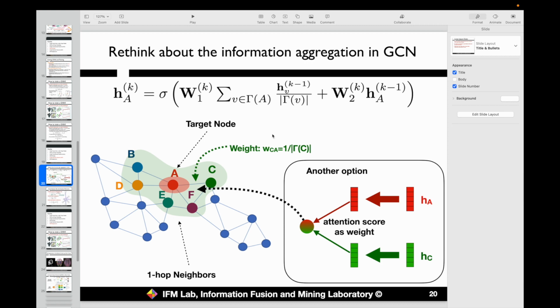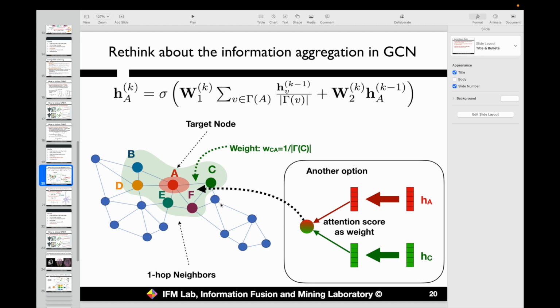For example, if we learn the representation for node A as a target node, we have to integrate all the information from the surrounding neighbors B, C, D, E, F together to define its new representation. Now here, if we try to integrate the information from node C to A, we will assign its embedding vector from H_C to H_A a scalar weight, which is 1 over gamma C, the degree of C node. So here we have a problem, right? Because this gamma C is fixed, given the graph structure.